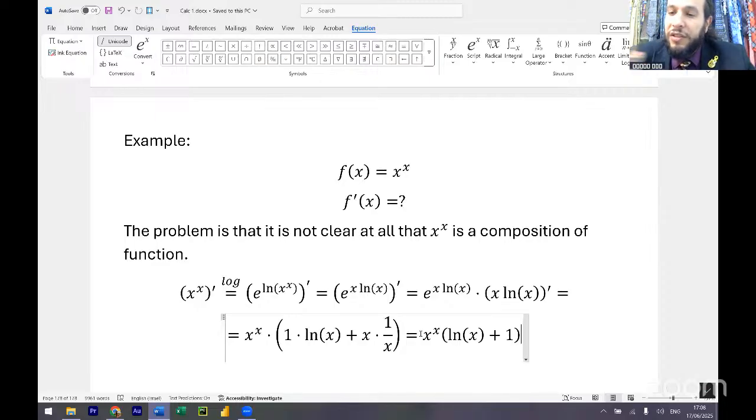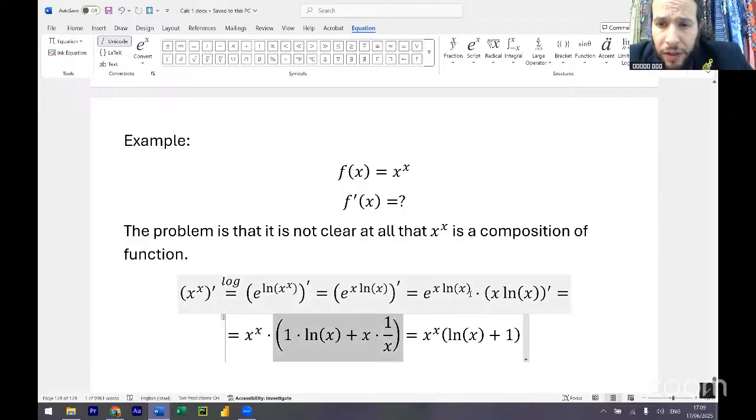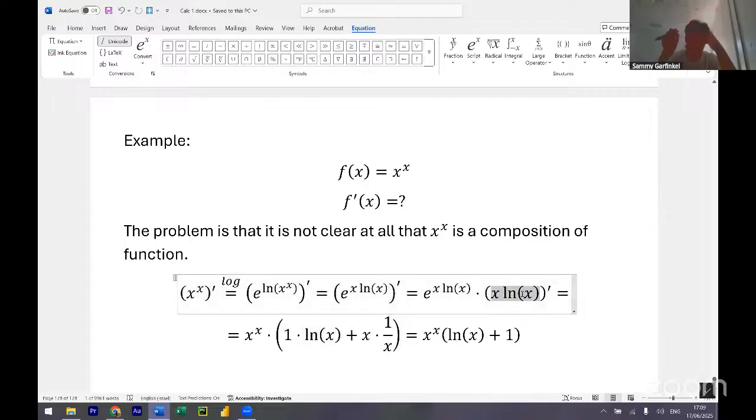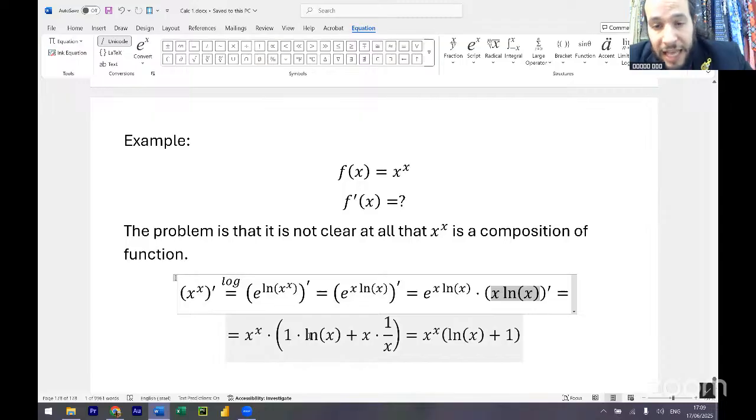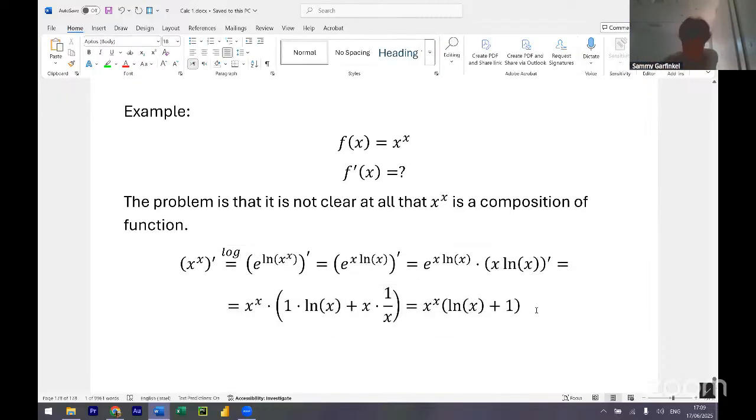Any questions so far? Yeah, can you go over the last line you just did? What, this? That line. So we applied the formula for multiplication. It's the derivative times the original plus the original times the derivative. So the derivative of x is 1 times ln plus the original, which is x, times the derivative, which is 1 over x. And then x over x is 1. Oh, all right. Fine? Okay.